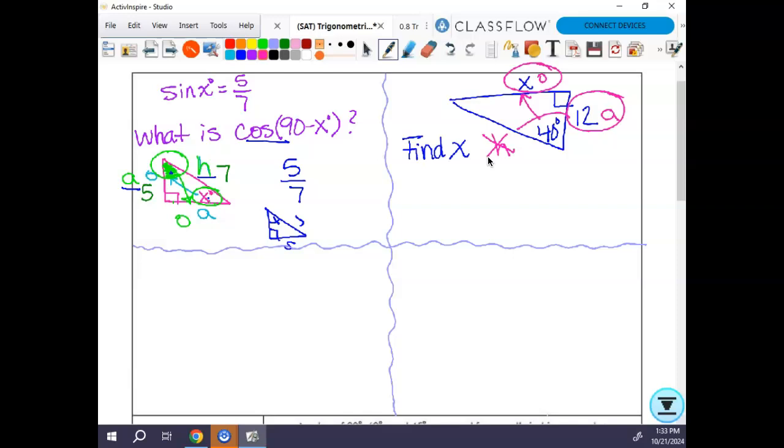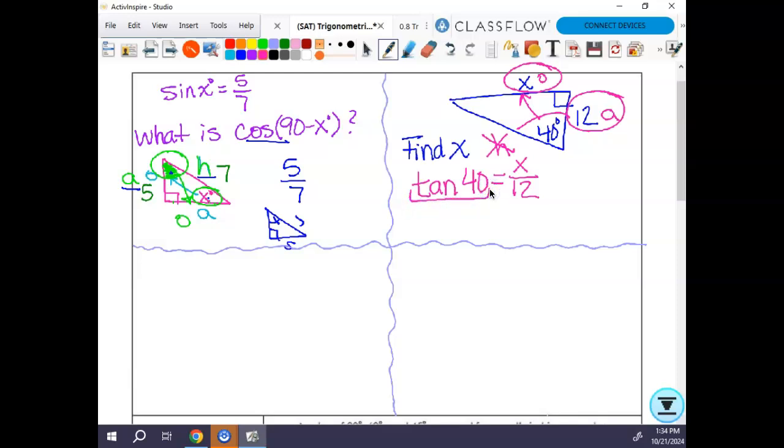Opposite and adjacent. You can flip your paper over if you need to. Tangent, okay. Remember, you always take sine, cosine, or tangent of an angle. So this is going to be tangent of the angle, which is 40, is equal to the opposite, which is x, over the adjacent, which is 12.